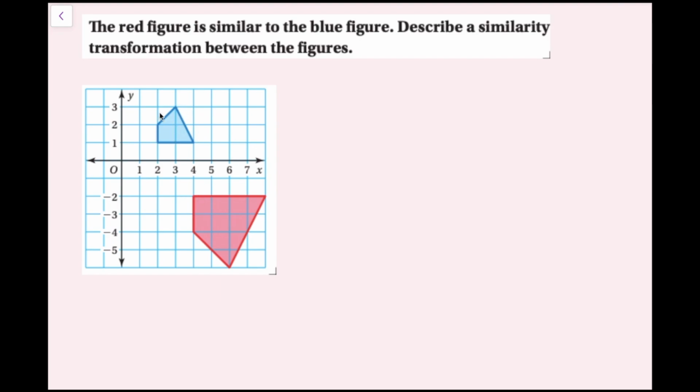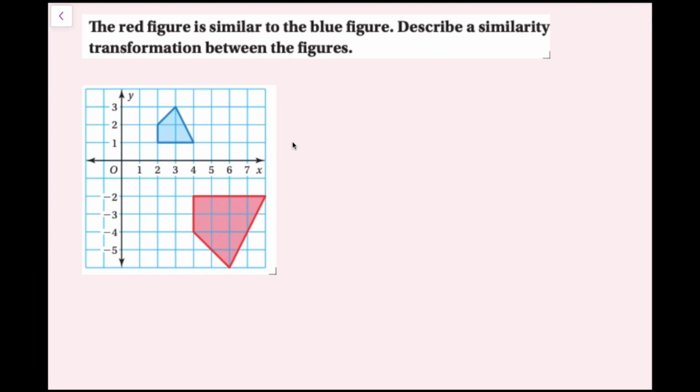Okay? Well, first I'm going to start with this, and since I know that this is similar, that means the corresponding angles are congruent, and then the side lengths are proportional. So I can kind of tell that this angle right here that points up corresponds to this angle right here that points down. And then this angle right here corresponds to this angle right here. And then this is a right angle, so this angle and this angle correspond. And then this obtuse angle corresponds with this obtuse angle.